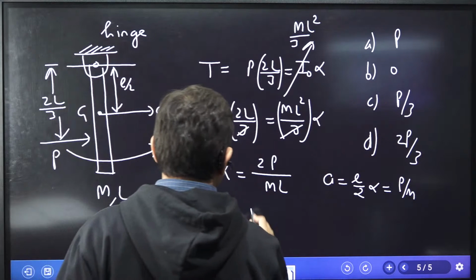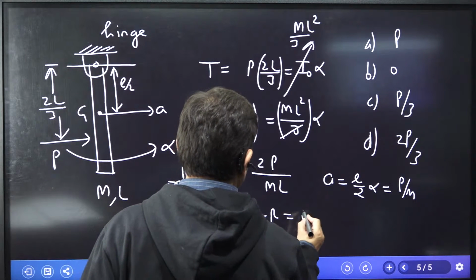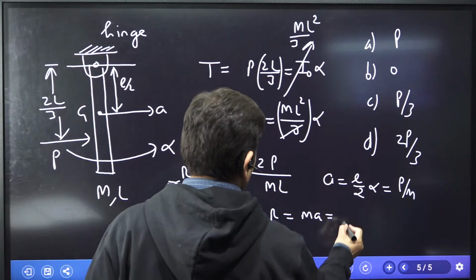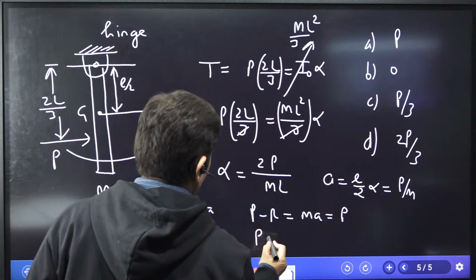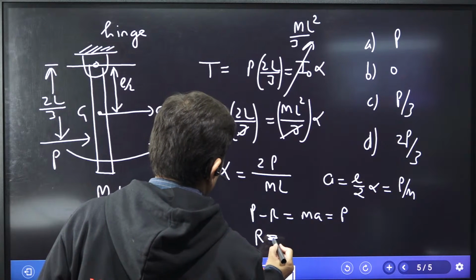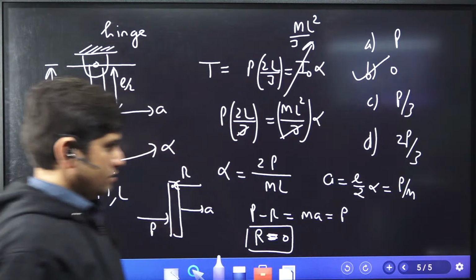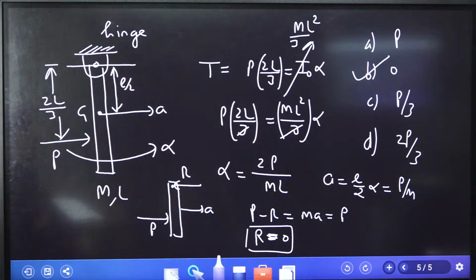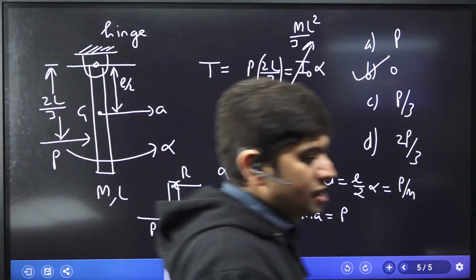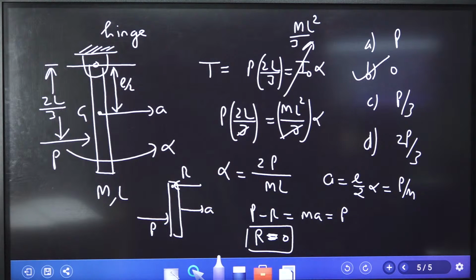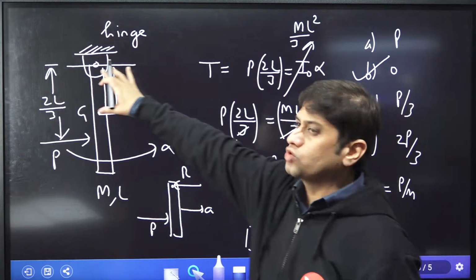Newton's second law, P minus R is equal to MA. What is MA? MA is equal to P. So what is R coming? R coming out to be 0. So no reaction is induced, but that question answer could not have been given from the common sense. No reaction is being induced. So reaction at this point is going to be 0.